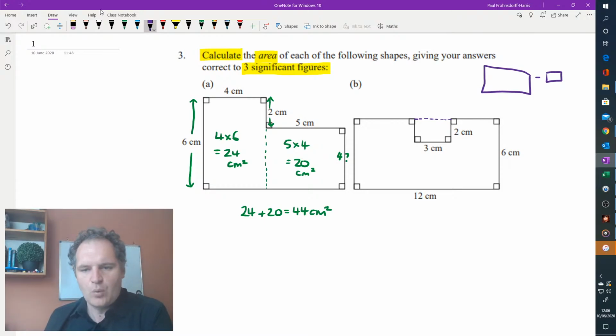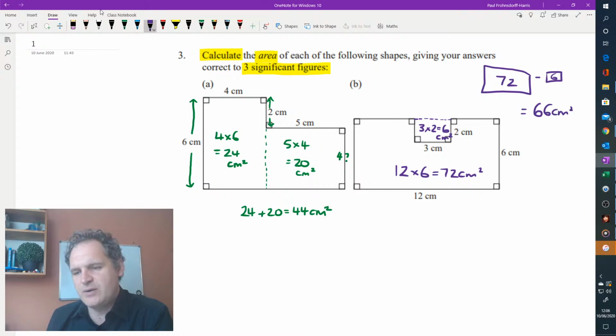So, what we've got in the big one is 12 times 6 is 72 centimetres squared. In the small one, we've got 3 times 2 is 6 centimetres squared. So we've now got, I think, 72 minus 6 is going to give us 66 centimetres squared.